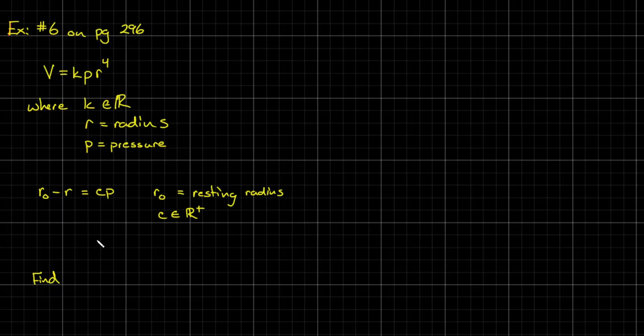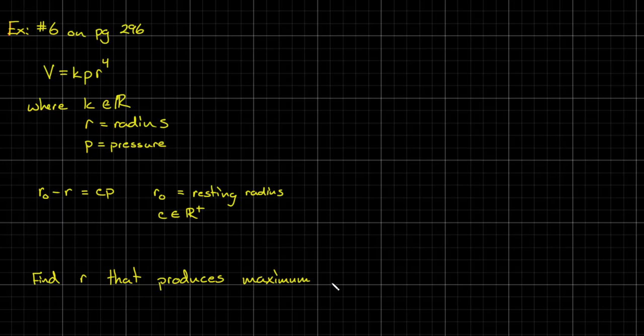Find R, the radius that allows the most air through. So I'm going to rephrase that. Instead of saying find R that allows the most air through, what measures in this equation the amount of air? Volume. So we're just trying to find R that produces maximum volume.